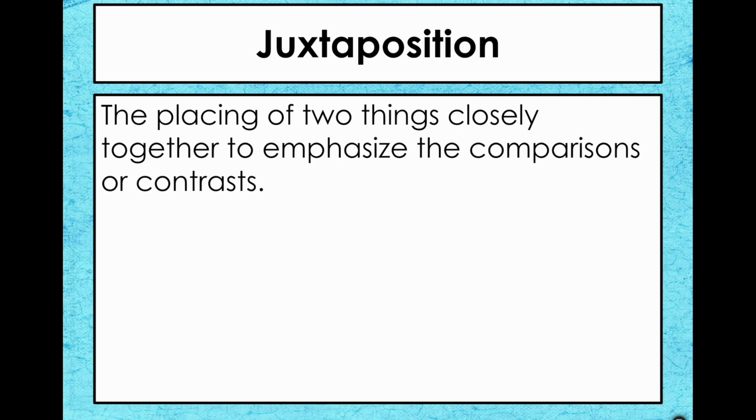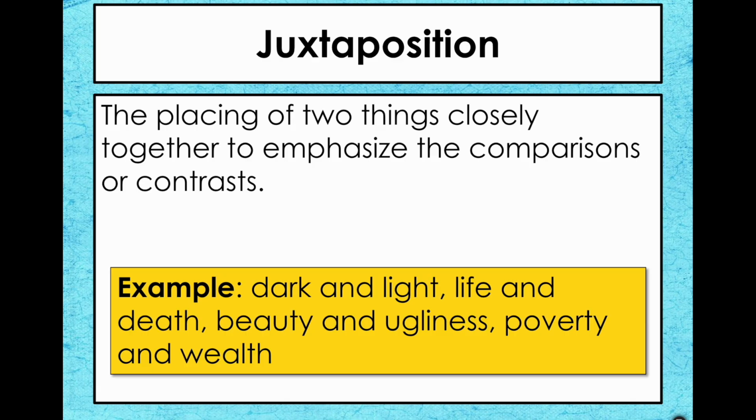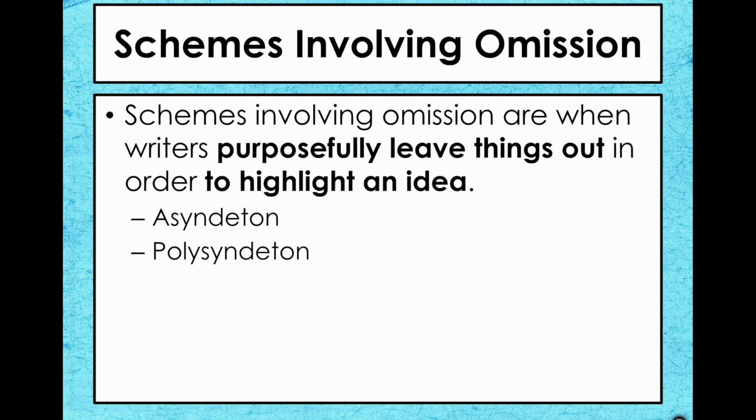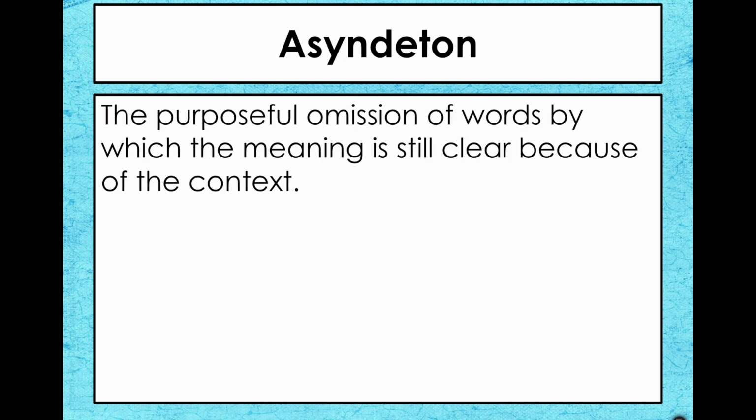Juxtaposition is the placing of two things closely together to emphasize the comparison or contrasts. So dark and light, life and death, beauty and ugliness, etc., etc. We are juxtaposing two ideas closely together. Schemes involving omission deal with asyndeton and polysyndeton. This is when writers purposely leave things out in order to highlight an idea.